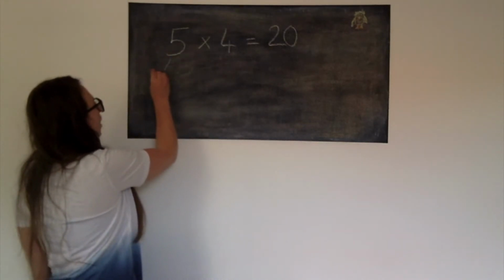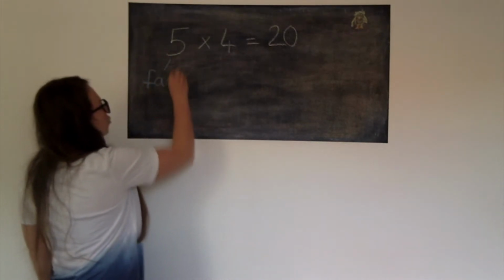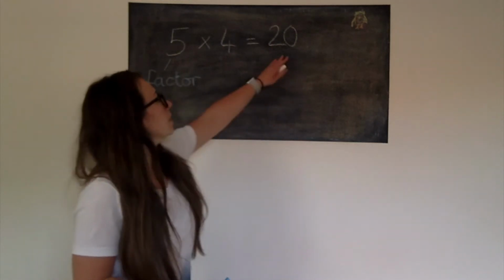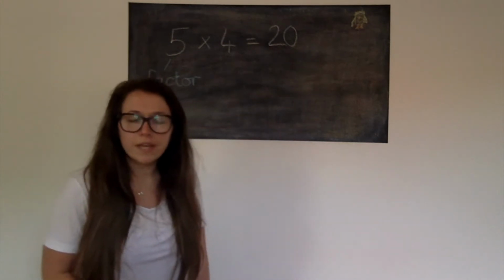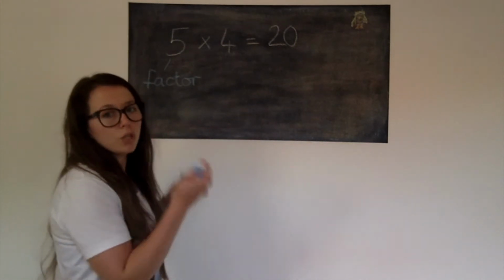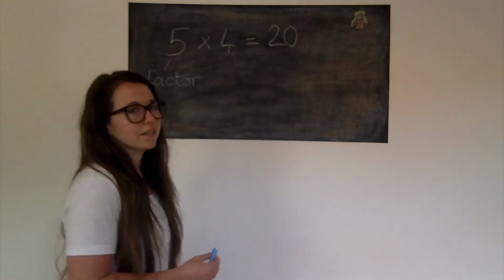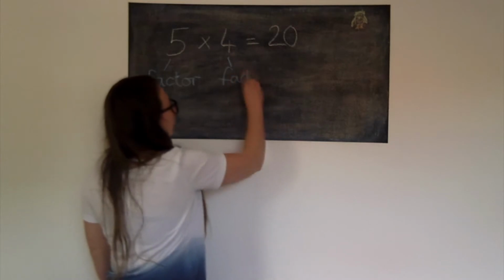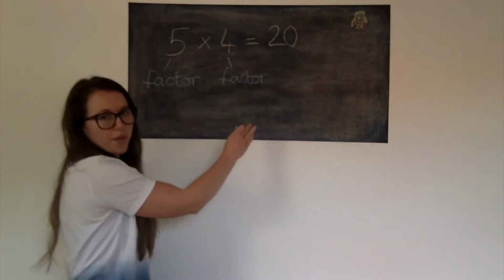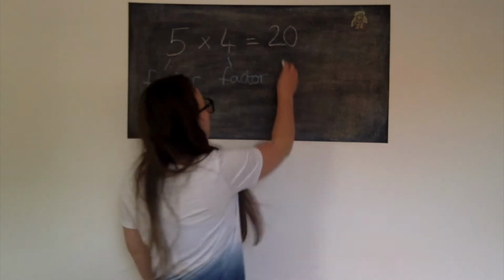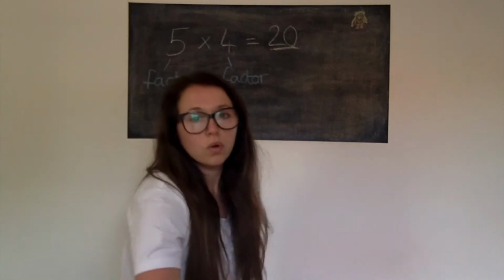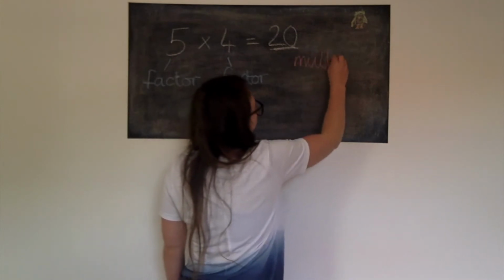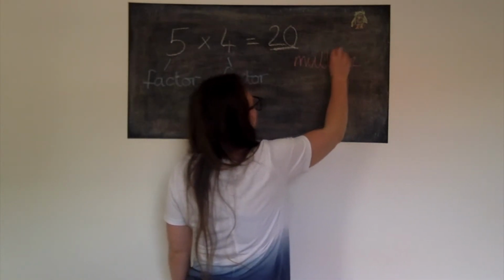So we say that 5 is a factor of 20. A factor is something that you times by in order to get a product. We also say that factors come in pairs because we need 2 numbers times together in order to get an answer. So that would mean that 4 is also a factor of 20. So they produce a factor pair. Now this number, our product, we can also call our multiple. So a multiple is created when we times 2 numbers together.